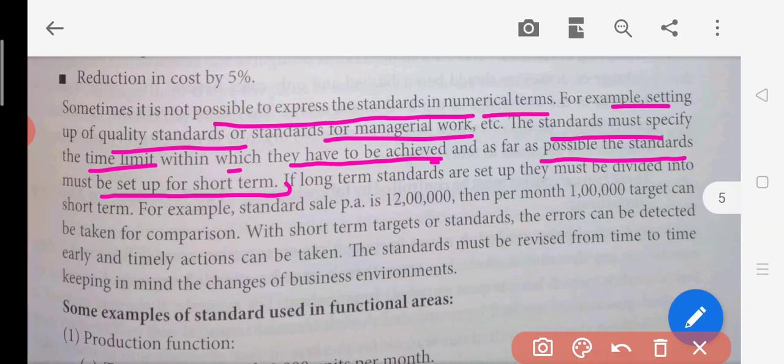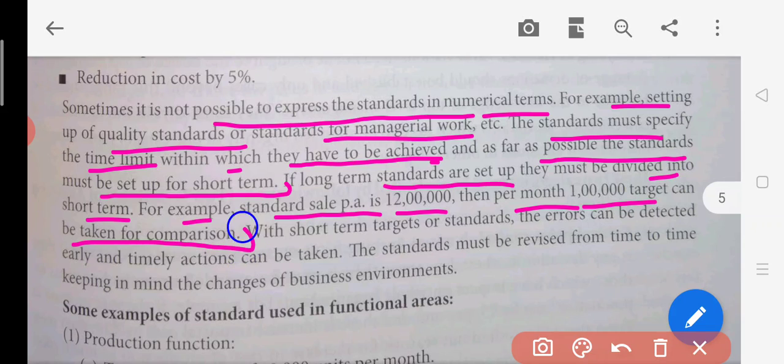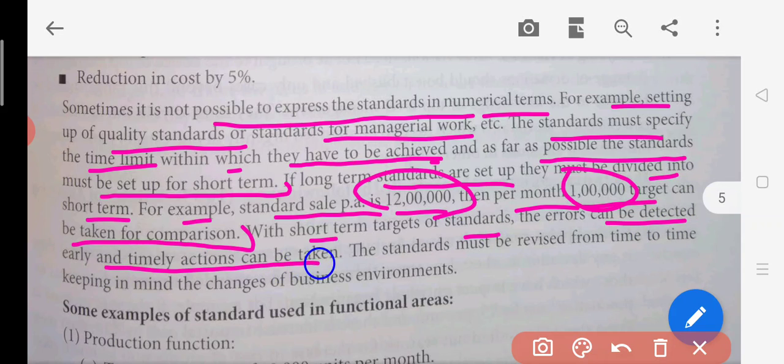If long term standards are set up, they must be divided into short term. For example, standard sale of 12 lakhs per year, a 1 lakh target per month can be taken for comparison. So if your target is 12 lakhs, it can be easily divided into 1 lakh for 12 months. So this is how you can just break it into smaller parts. With short-term targets or standards, the errors can be detected early and timely action can be taken. So easily you can identify from where the error has happened, and you can correct it. So this is how we can do this controlling very well.